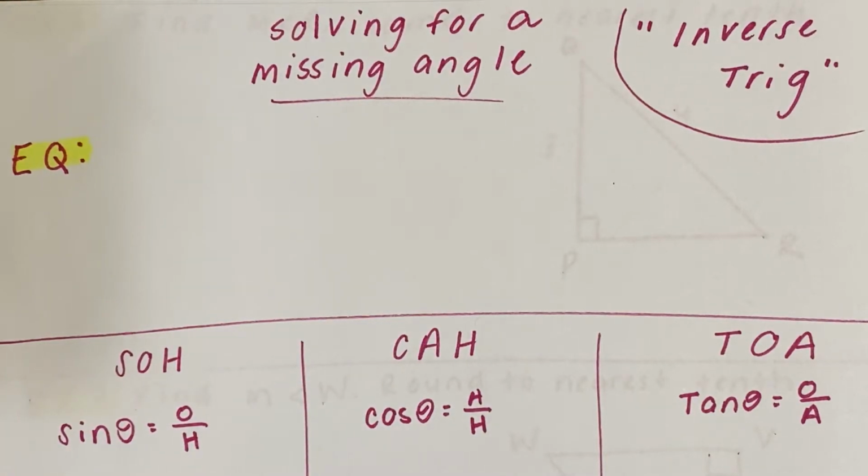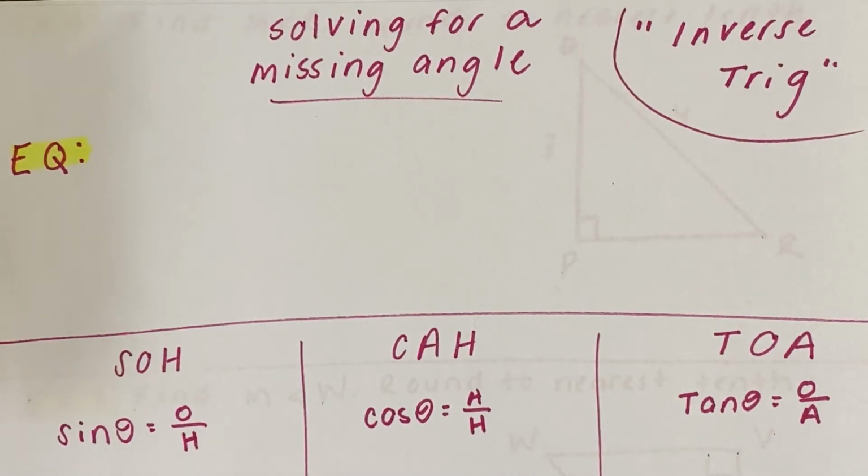Hey guys, so we are going to continue some notes on trig today. Last week we talked about how you find a side using sine, cosine, and tangent. And this week we're actually going to be finding missing angles, okay?